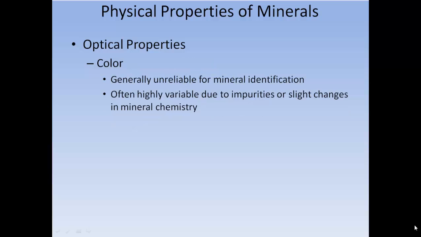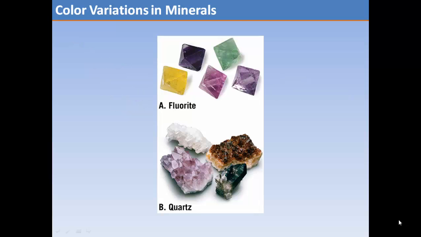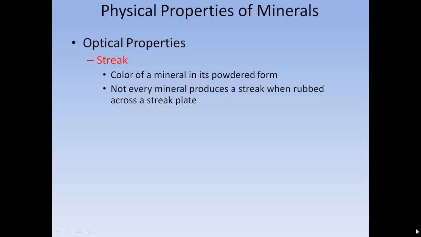Color is generally unreliable for mineral identification, mostly because weathering can occur and can change the color of that rock. But it's also highly variable due to impurities or slight changes in mineral chemistry. With quartz, a slight change in mineral chemistry through impurity, you can have quartz in many different colors. Here's some examples. Here's a smoky quartz, here's a brown quartz, here's a white quartz, here's a purple quartz. Also fluorite, same scenario, many different colors. It's just slight variations usually due to impurities in the crystal.